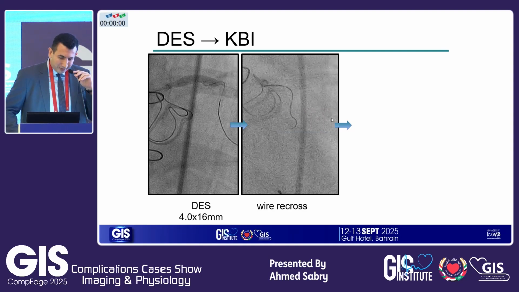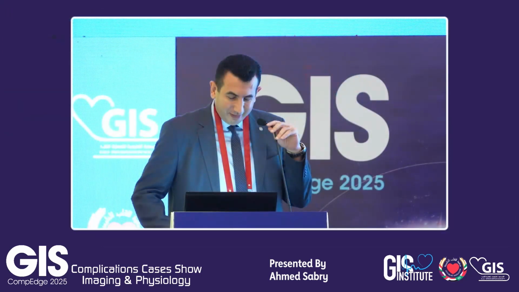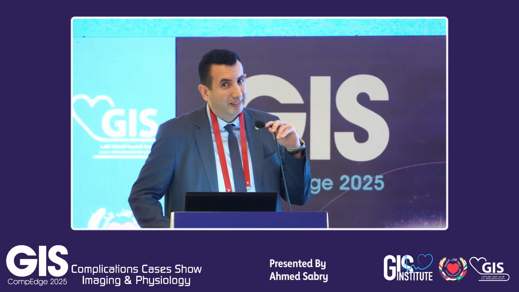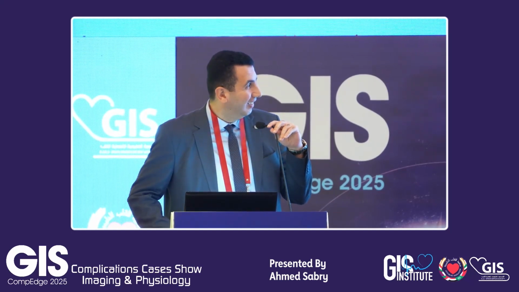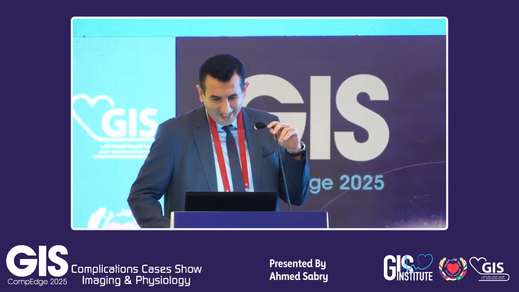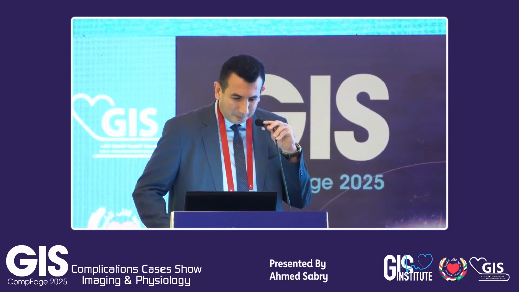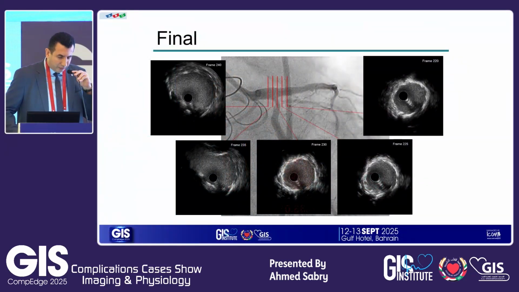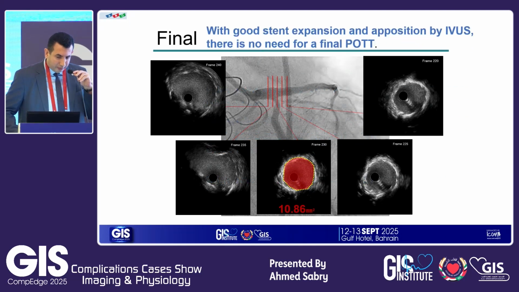Yes, wire crossing. And this is the final result, and this is the final IVUS. We reach 10.8 at the end. So there is good stent expansion and apposition by IVUS, and no need for a final POT.